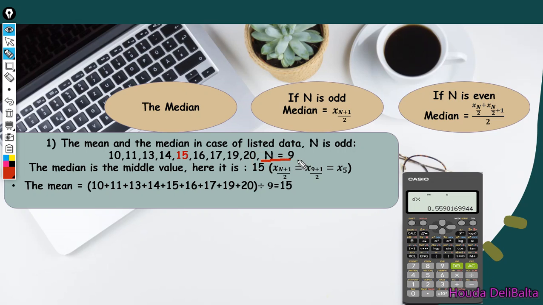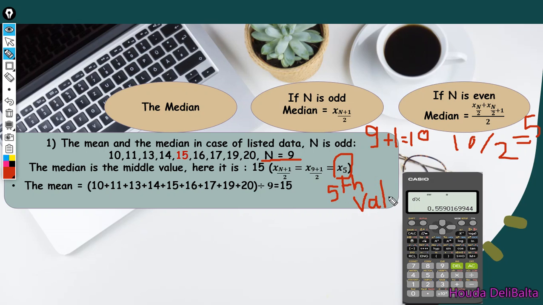All we have to do is what follows. First of all, notice that n equals 9. Since it's odd, it's not divisible by 2, so there will be a decimal point for sure. So we just add 1 to 9, so it's going to be 10. And then you divide 10 by 2, then you are going to get 5. That doesn't mean that the median is 5. No. That means that the median is x5. What do you mean by x5? It is the fifth value. So I'm going to count to reach the fifth value in order to find the median.